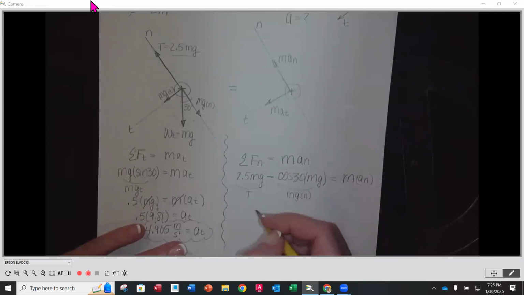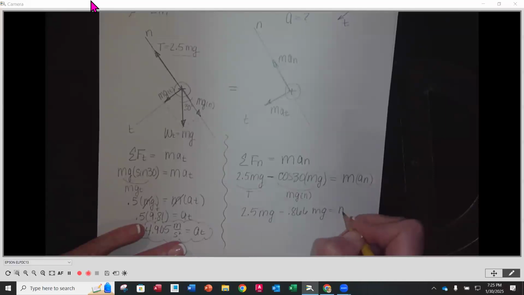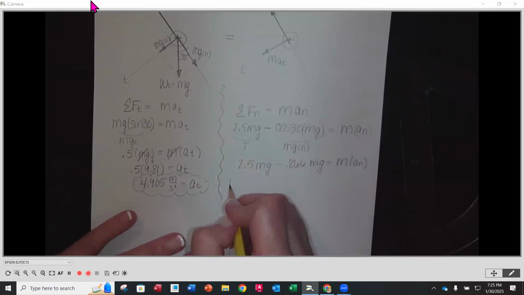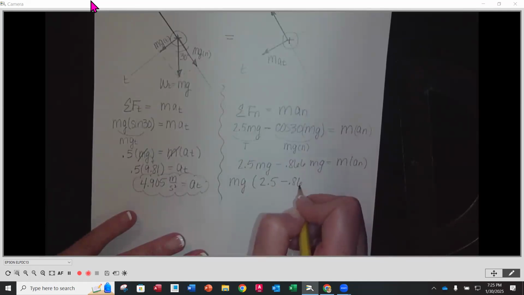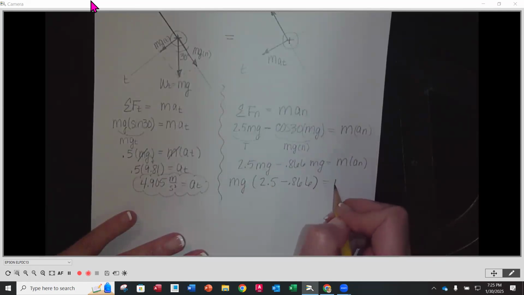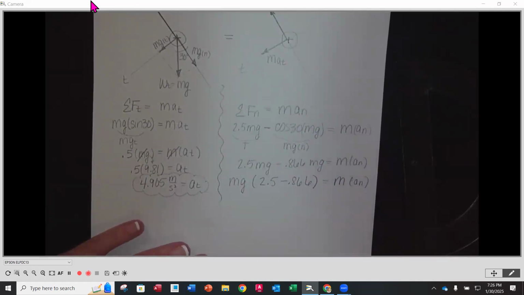So as we look here, this is going to be 2.5 mg minus 0.866 mg is equal to m times the acceleration normal component. We can factor out m and g, right? So we can pull out mg here, and this is going to be 2.5 minus 0.866 on the inside, okay, is equal to m times the normal acceleration. And we can see here again, the mass cancels out on either side, right?